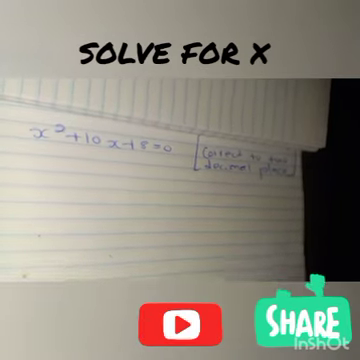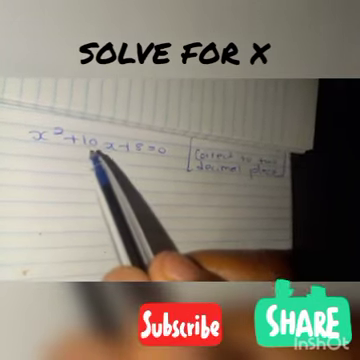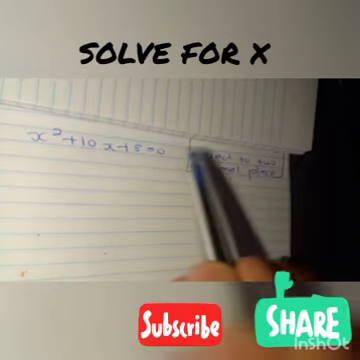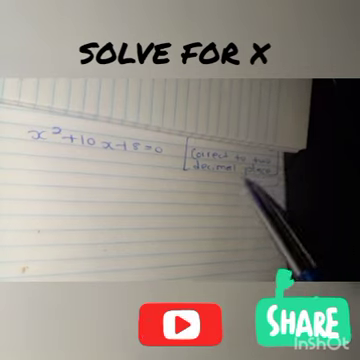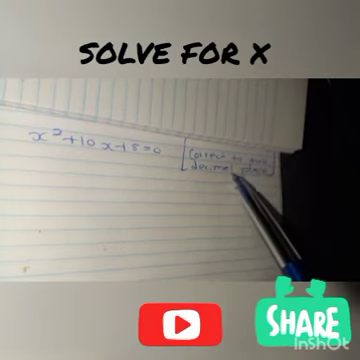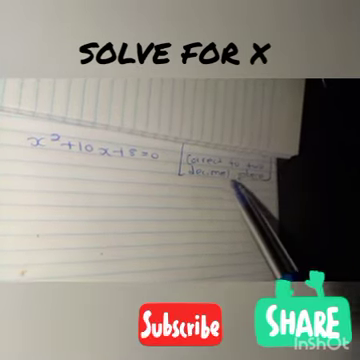In today's equation, we have x squared plus 10x plus 8 is equal to 0. You can see from the side, they say correct to two decimal places. If they tell us this, it means that we cannot factorize the equation.